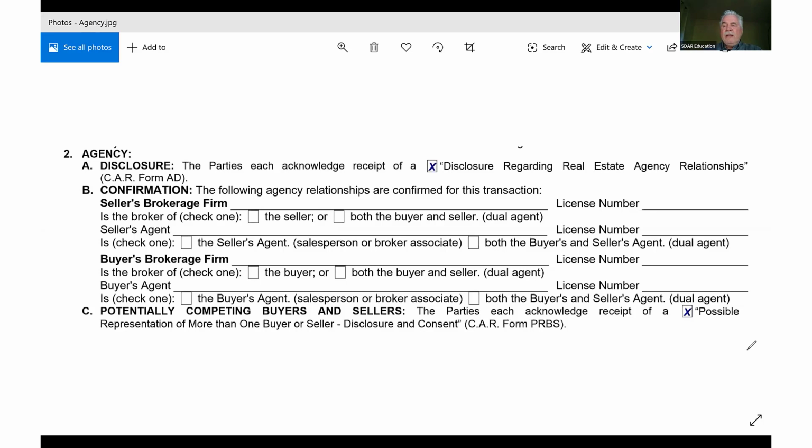So let's go ahead, and we're going to actually, I think we're going to wrap this up with this last part here. So now we're going to talk about potentially competing buyers and sellers. And so some of you will remember that this wasn't a big deal until about 10 years ago.